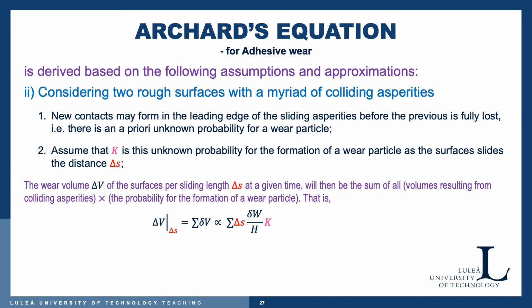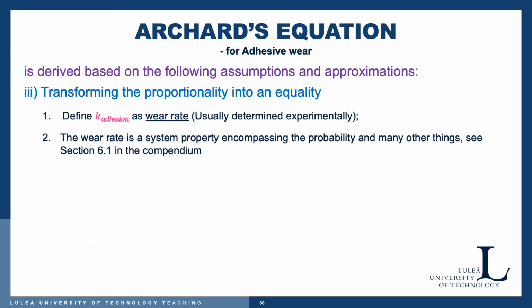So now we have the sum delta S delta V over H times the probability K. And again we can move the sum, and we have K delta S sum V, which is just K delta S W, which is the applied load, over H. We note that on the left hand side we have delta V per sliding length delta S, and on the right hand side we have K delta S W over H, but there is not an equality between these two expressions. It's a proportionality. So let's now try to transform this proportionality into an equality.